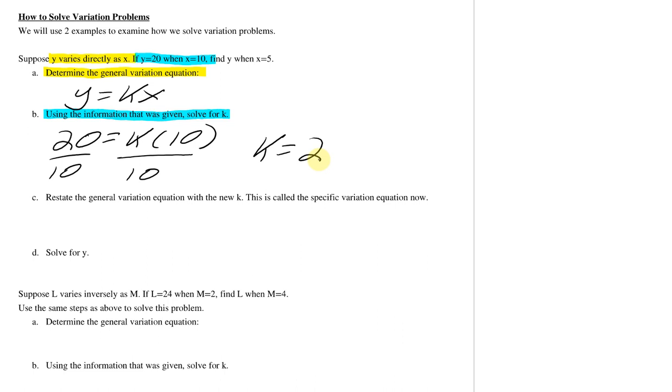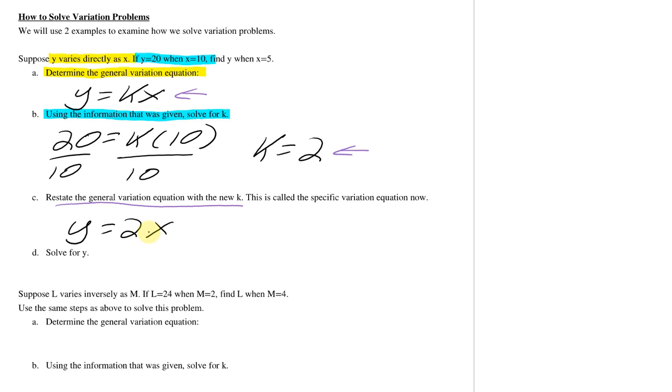In the next step, what you want to do is restate the general variation equation with the new k. This is now referring to using both this piece here and this piece here. So I just want to fill in that k, but I leave the y and the x alone. So I get y equals 2x. That's all we need for that one. You always want to restate the equation so you remember what you're working with.